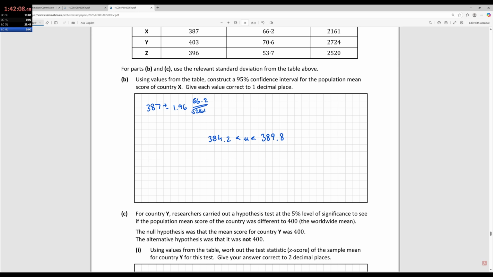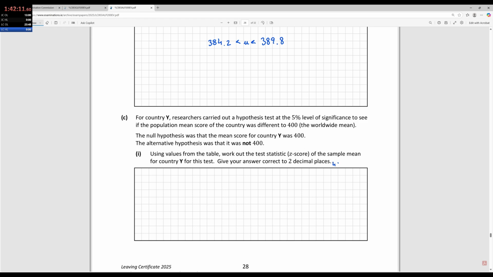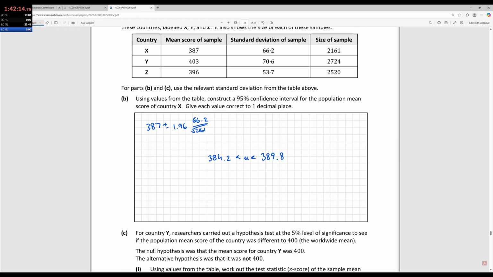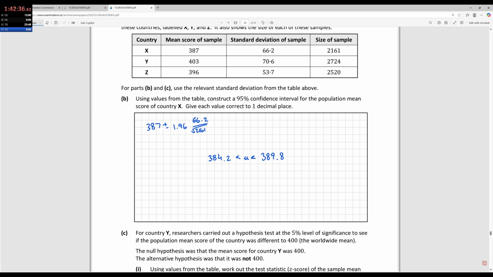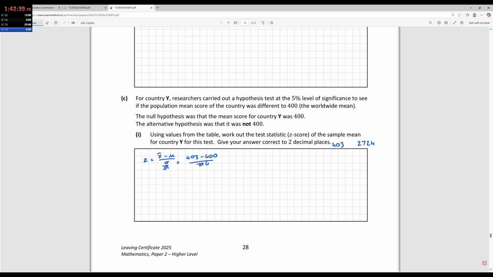So we have to do 403, 2.724. We don't need the standard deviation because what we need to do is z equals x bar minus mu over sigma over root n, which is going to be 403 minus 400 over, we do need sigma, I lied to you guys, 70.6 over the square root of 2.724. And that would be the test statistic. But they didn't ask you to clarify what relevance that has.